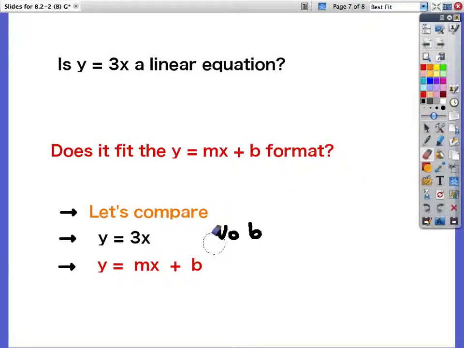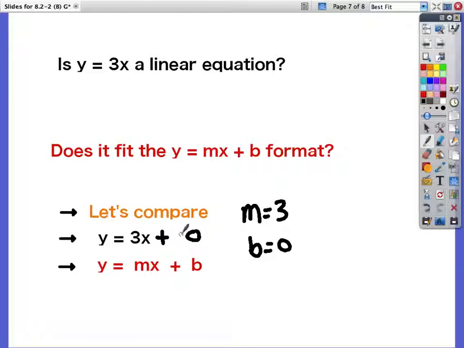As it turns out in problems like this, in this case, m is 3 and b is 0. Y equals 3x is exactly the same thing as y equals 3x plus 0. So in fact, even though you don't see the b value, it's still linear because the b value is 0. It still fits the y equals mx plus b format.